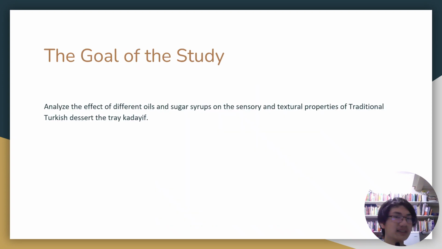So what's the goal of the study? It's to analyze the effect of oils, sunflower oil and hazelnut oil, and sugar syrups, glucose and sucrose, on the sensory and textural properties of Kadayif.